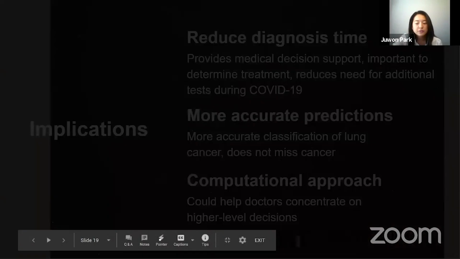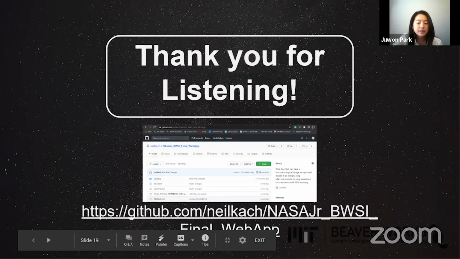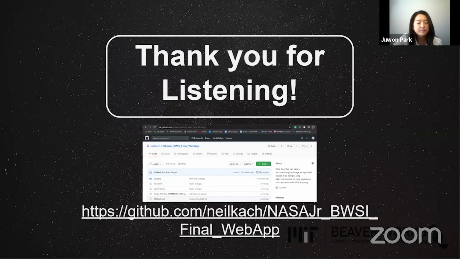So in conclusion, our group has successfully developed a web application that can accurately diagnose 2 types of lung cancer.